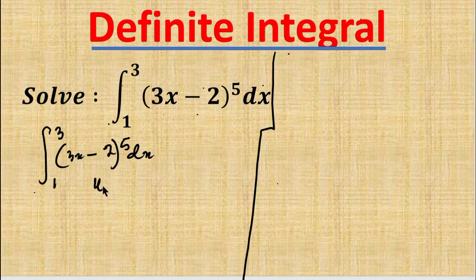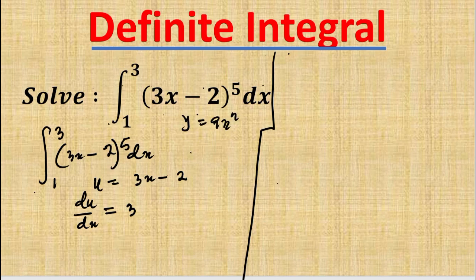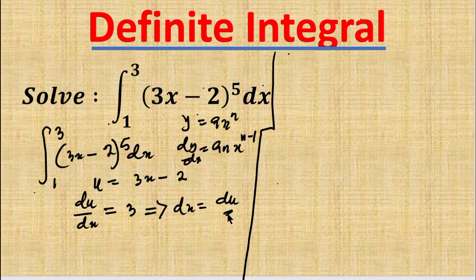I'll say let u equal 3x minus 2. So if u is equal to 3x minus 2, I can differentiate this expression so that du/dx is the same thing as 3. Remember that when you are differentiating, if y is equal to ax raised to power n, my dy/dx is equal to anx raised to power n minus 1. Now this implies that my dx is the same thing as du over 3.